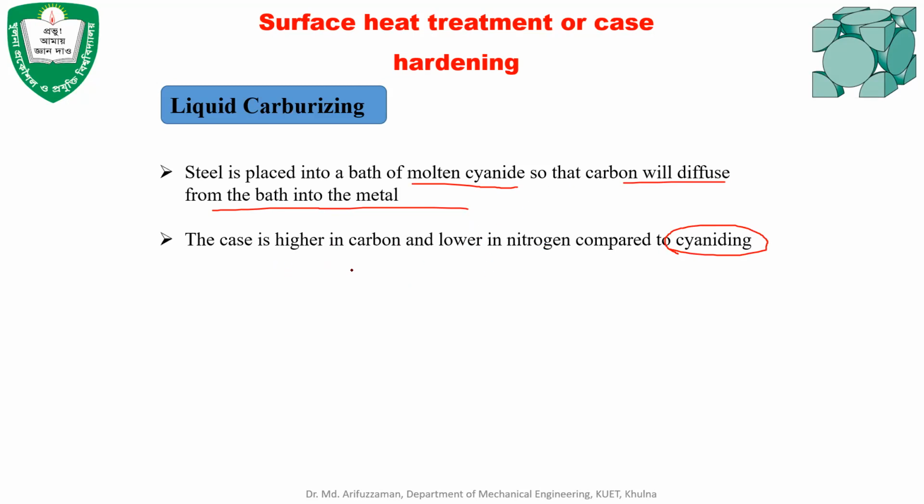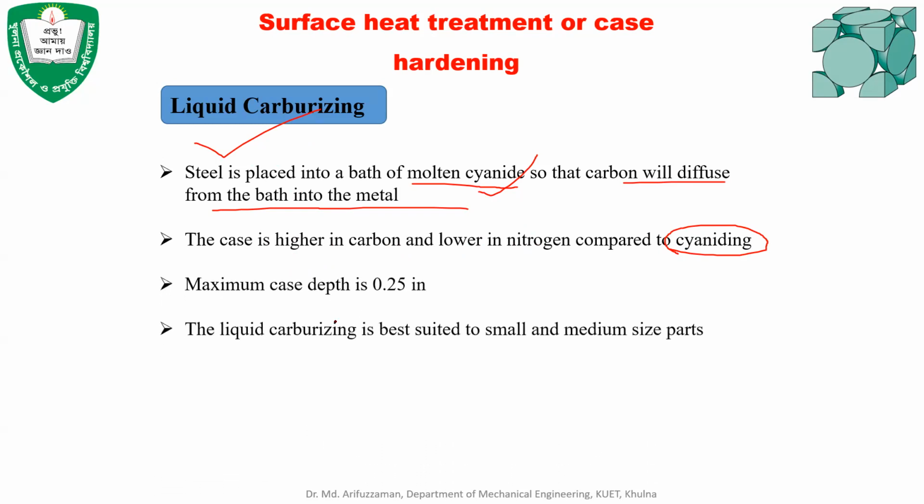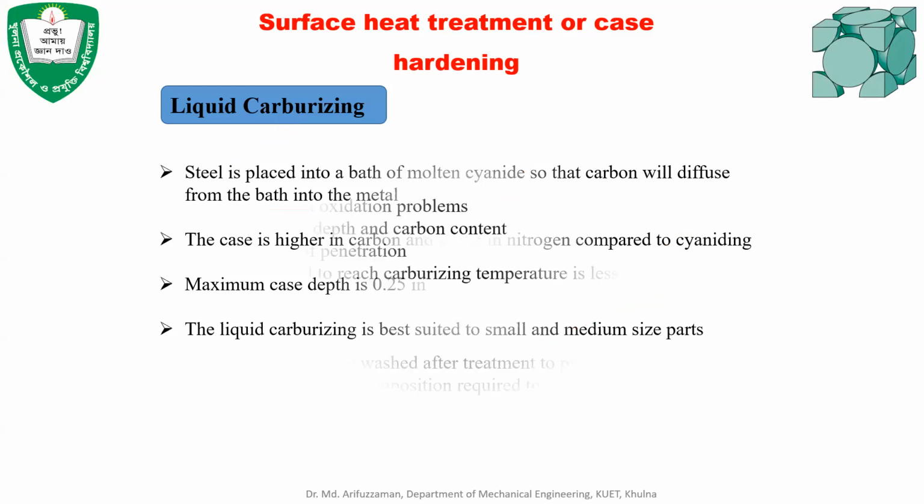We'll talk about that for case hardening actually. But before that, in the case of liquid carburizing, cyanide is used. In the case of cyaniding, cyanide is also used. But in the case of liquid carburizing, the carbon content is higher compared to nitrogen in the surface of the steel. A maximum case depth of 0.25 inch can be obtained, and liquid carburizing is best suited to small and medium sized parts.